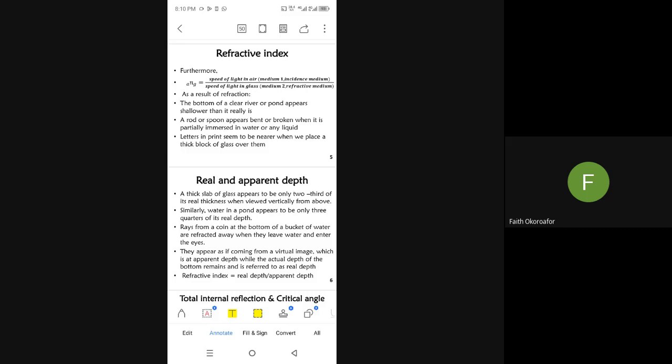As a result of refraction, the bottom of a clear river or pond appears shallower than it really is. A rod or spoon appears bent or broken when it is partially immersed in water or any liquid. Letters in print seem to be nearer when we place a thick block of glass over them. Good. So they can ask you for instances of refraction. So these are instances of refraction. Is that taken? Yes, sir. Good. So give me 3 instances of refraction.